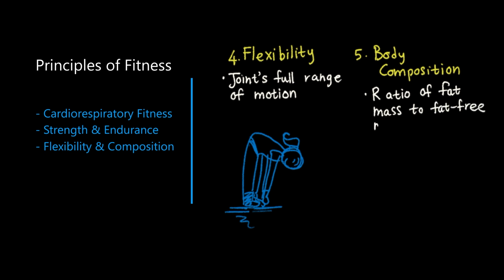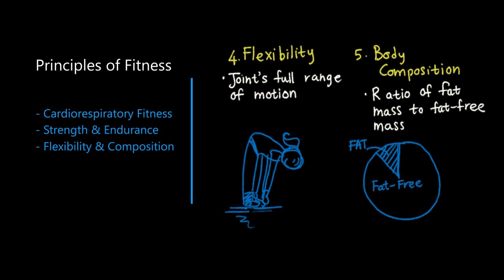Finally, the fifth component is body composition. This refers to the relative proportions of fat mass and fat-free mass in your body. Fat-free mass includes your muscles, bones, water, and organs. A healthy body composition is one that has a lower percentage of body fat and a higher percentage of fat-free mass. This is important because excess body fat is linked to a higher risk of many chronic diseases.